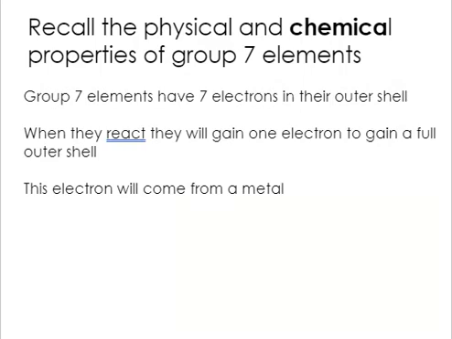We already know that Group 7 elements have 7 electrons in the outer shell. When they react, they're going to gain 1 electron to gain a full outer shell. That electron will normally come from a metal when we're talking about ionic compounds, like we are on the next slide. Although, of course, Group 7 can form covalent compounds as well, with electrons shared with other non-metals.